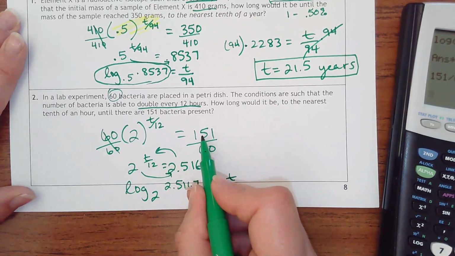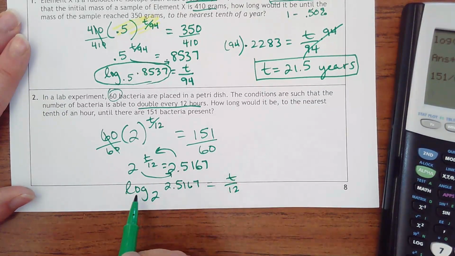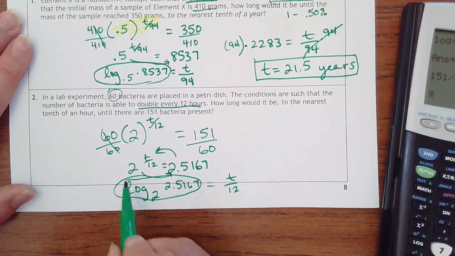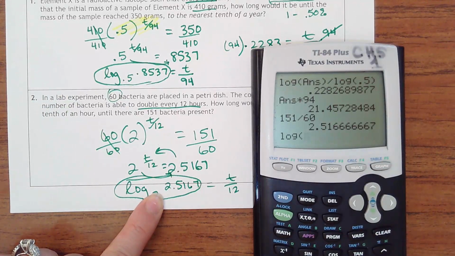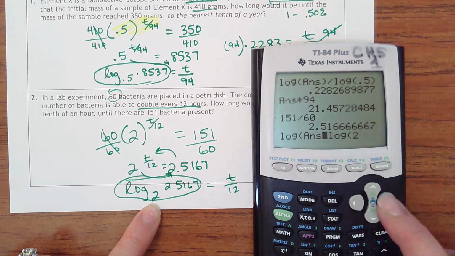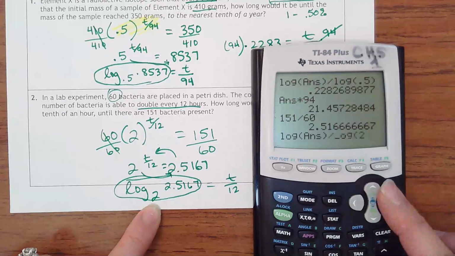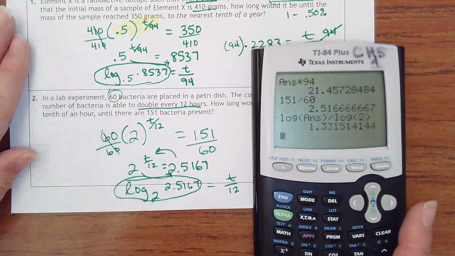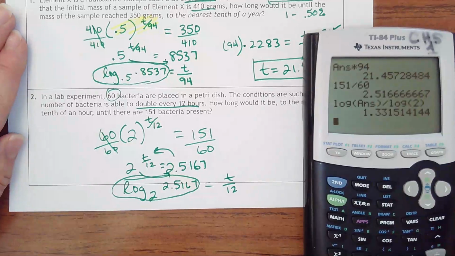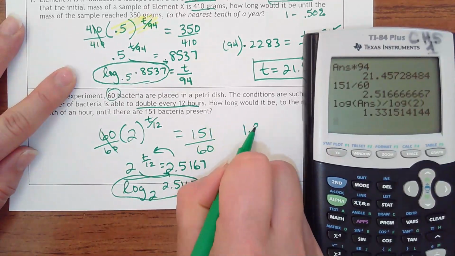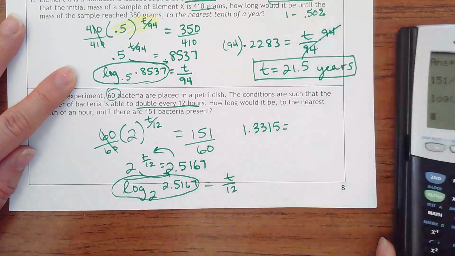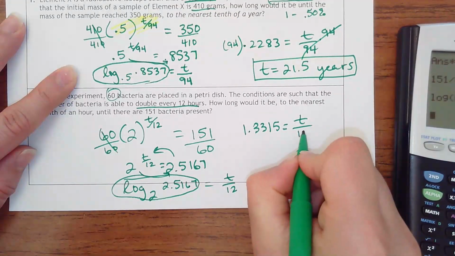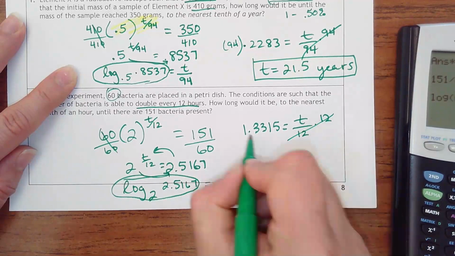And you could leave this fraction here if you wanted to. Might make it easier. Do change of base right here to get this to be a number. So log of second answer divided by log of 2. Gets me about 1.3315, which is equal to time divided by 12. To get t by itself, multiply by 12.